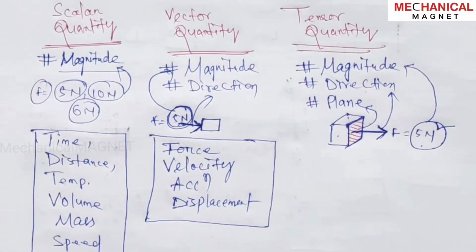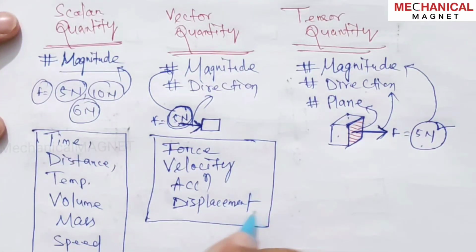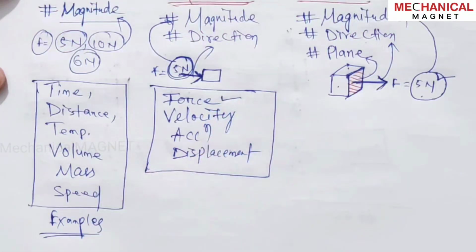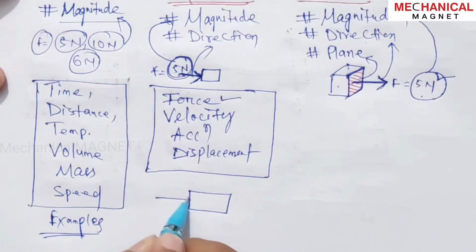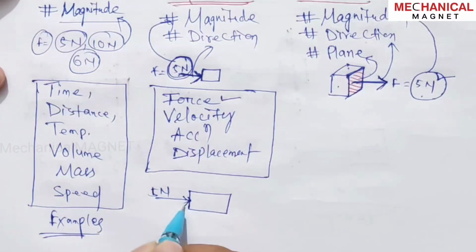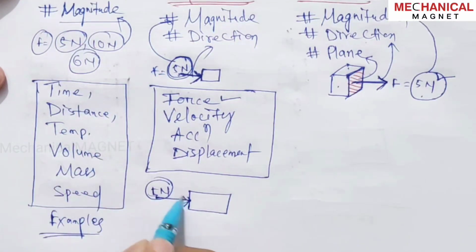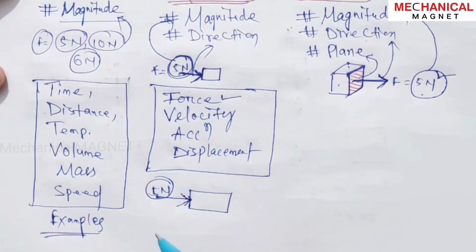So when you ask, sir, how these are vector quantities, coming to force, you can see if a body is there, and a force of 5 Newton acts on this body, then a size is there, 5 Newton like this, and a direction is there. Okay, that is the force.